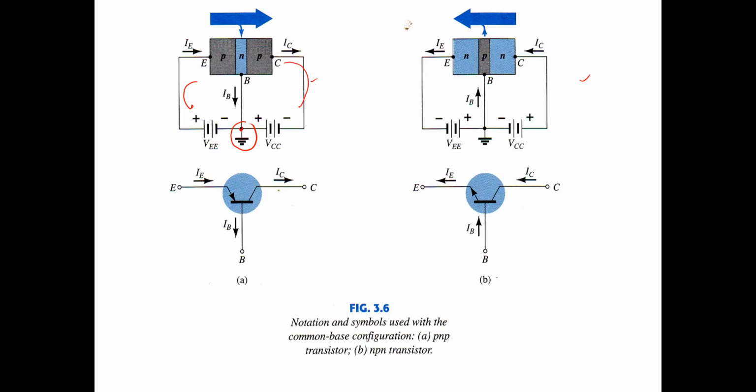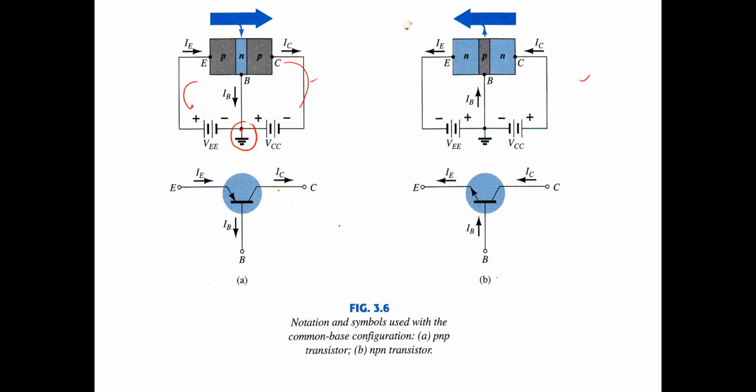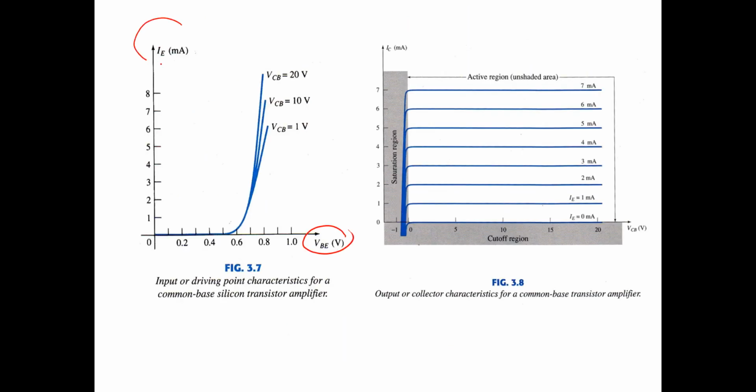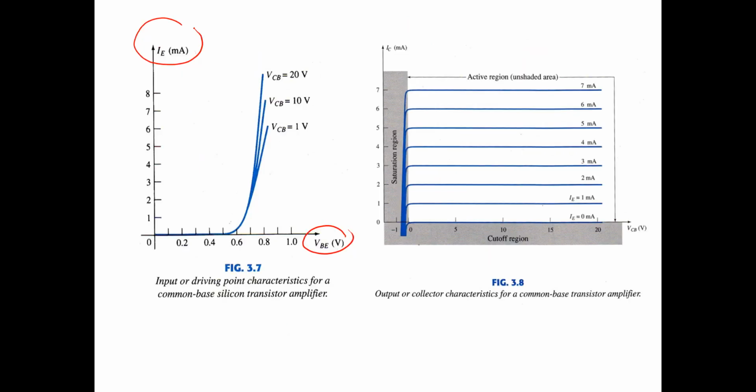So we can draw from this configuration the characteristic. We plot the VBE, base to emitter voltage, or VEE here, and then this is the IE, the emitter current. So if you see, this is like a diode because the connection of the emitter to base is forward bias. If we use silicon, the knee voltage is 0.7. So before the 0.7, in this area, the current doesn't flow. But after the voltage passes the knee voltage, the current can flow like this.